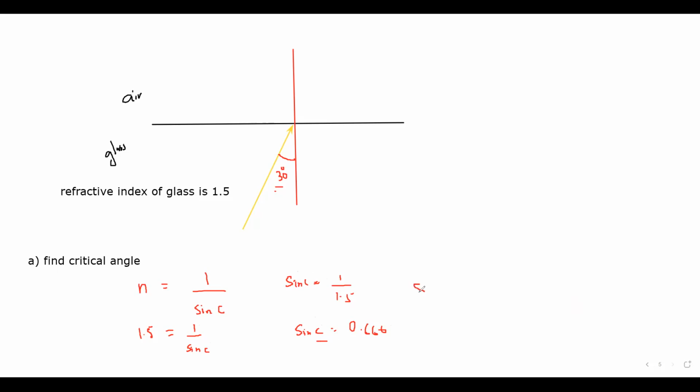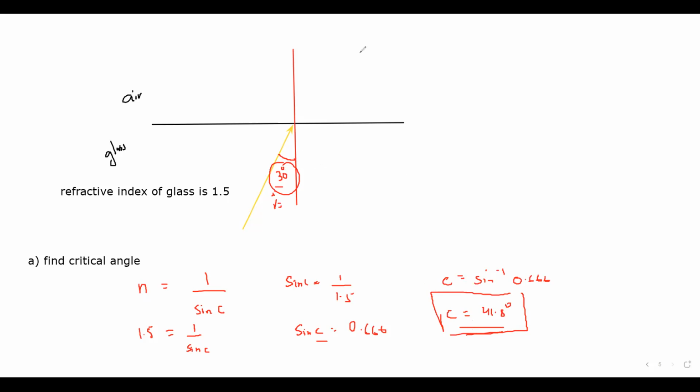But I need the angle, I need c. So take the sine inverse of 0.667. What's the answer? It is coming out to be 41.8. So what it shows is the critical angle is 41.8. Now we have to complete the path. So this is the angle of incidence. You can see this angle of incidence is less than critical.